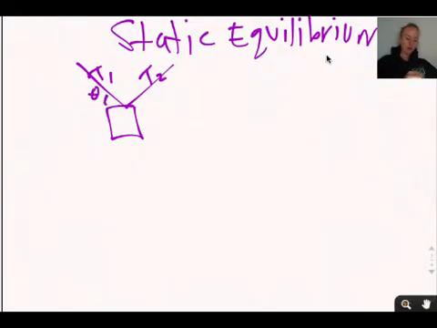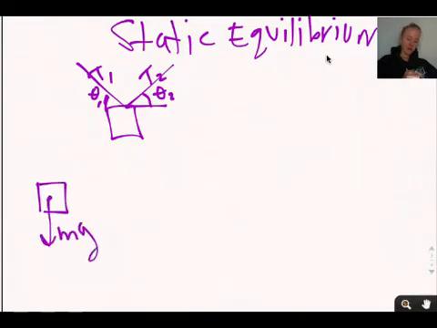And if these are at angles, we'll call them theta 1 and theta 2. So if we draw the free body diagram, we've always got weight down, we've got T2 going this way and T1 going that way. Now we can separate these into components.